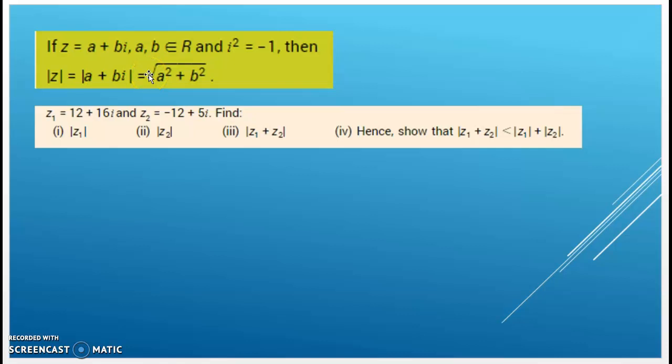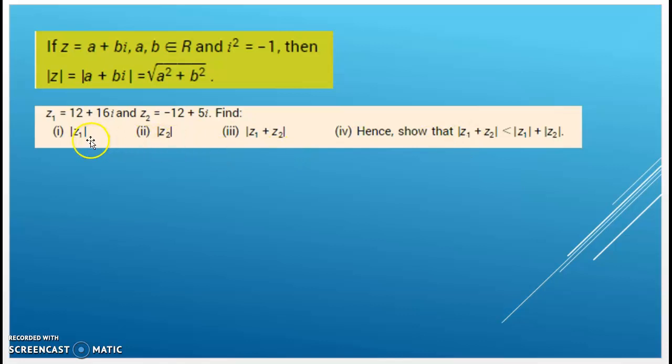Let's look at an example. So z1 is equal to 12 plus 16i, z2 is equal to minus 12 plus 5i. Find the modulus of z1, the modulus of z2, the modulus of z1 plus z2, and hence show that the modulus of z1 plus z2 is less than the modulus of z1 plus the modulus of z2. Okay, let's take it one at a time.